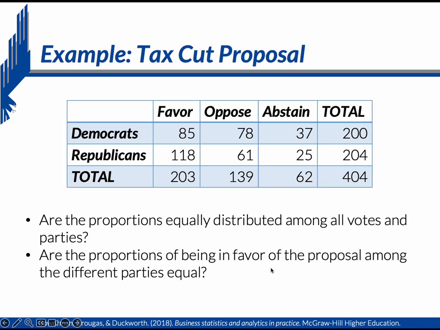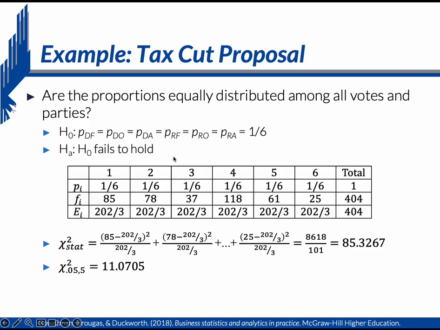Now let's have two other examples. We have here a contingency table of the political parties and positions of participants on a proposal to cut taxes. Using this dataset, let's answer the following questions. First, are the proportions equally distributed among all votes and parties? And are the proportions of being in favor of the proposal among the different parties equal?